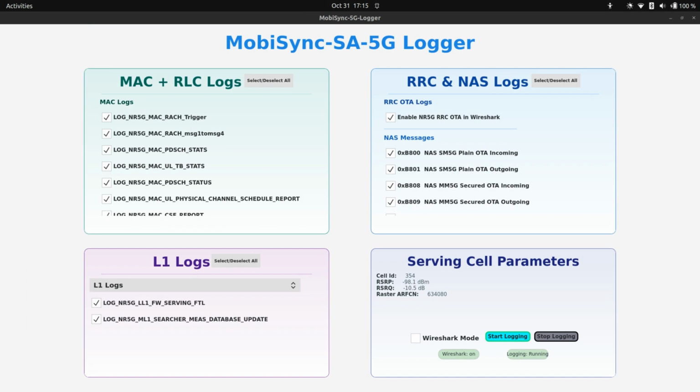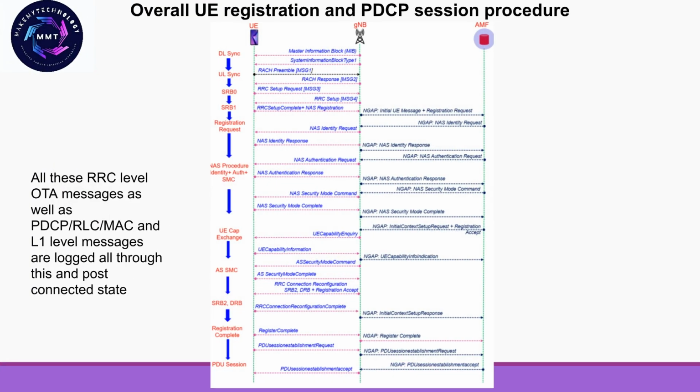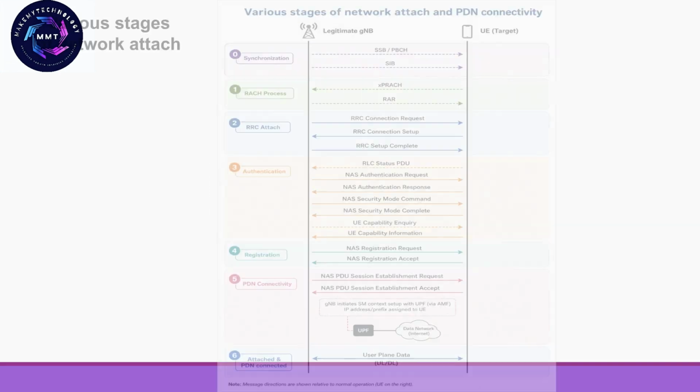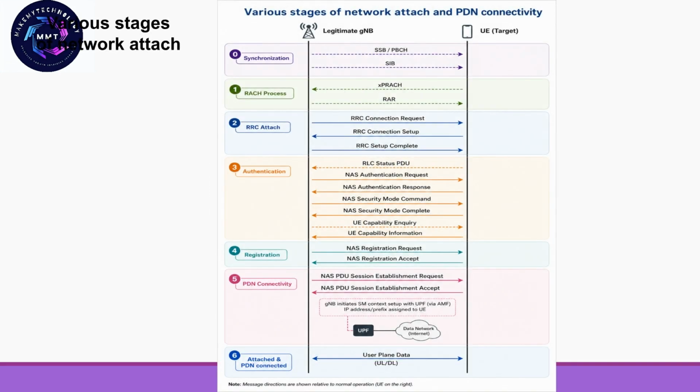Mobisync logs all RRC-level OTA messages, as well as PDCP, RLC, MAC, and L1-level messages throughout this process, and in the post-connected state. This image showcases the various stages of network attach visible from the UE's perspective, providing detailed insight into the connection process. Scenario 1 addresses when the UE won't attach.